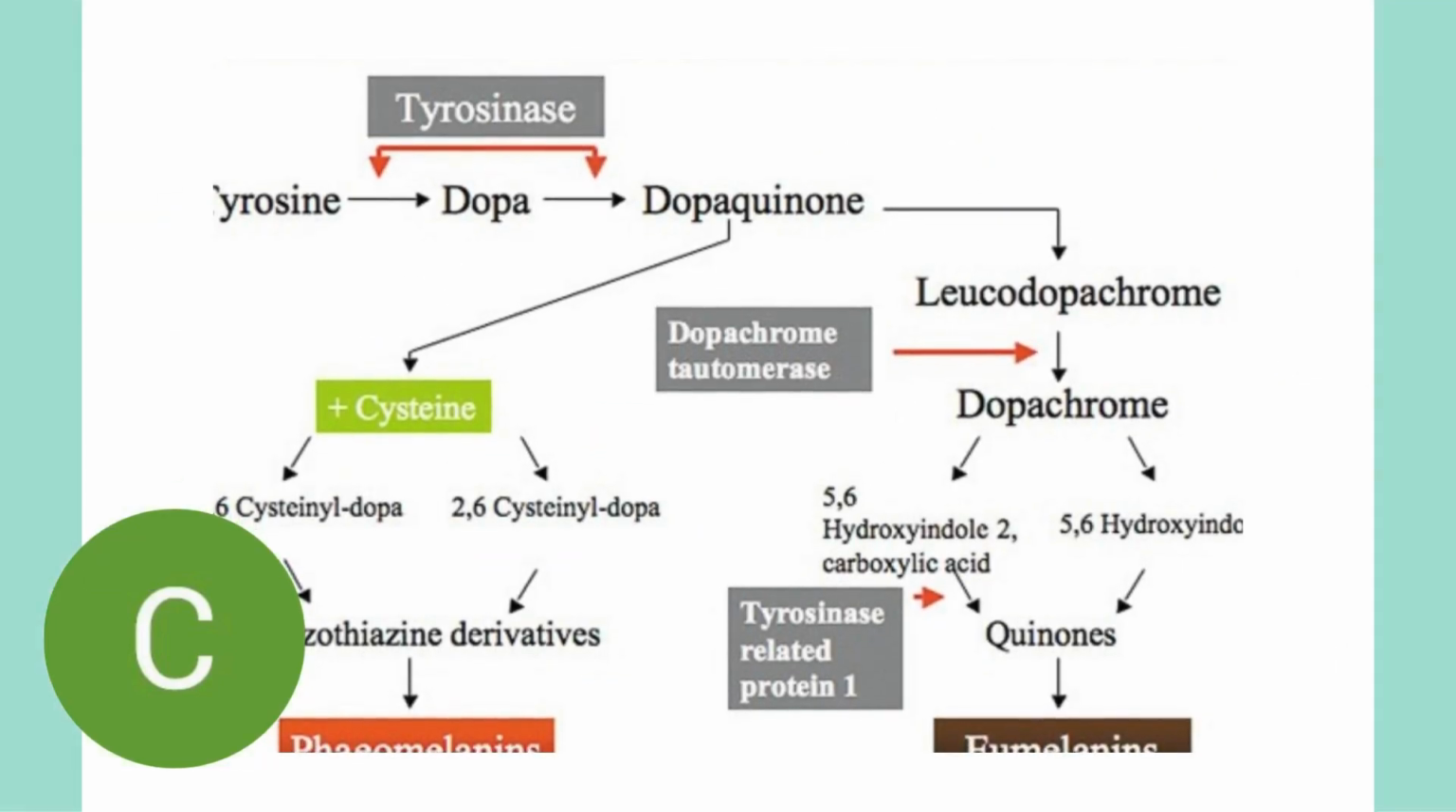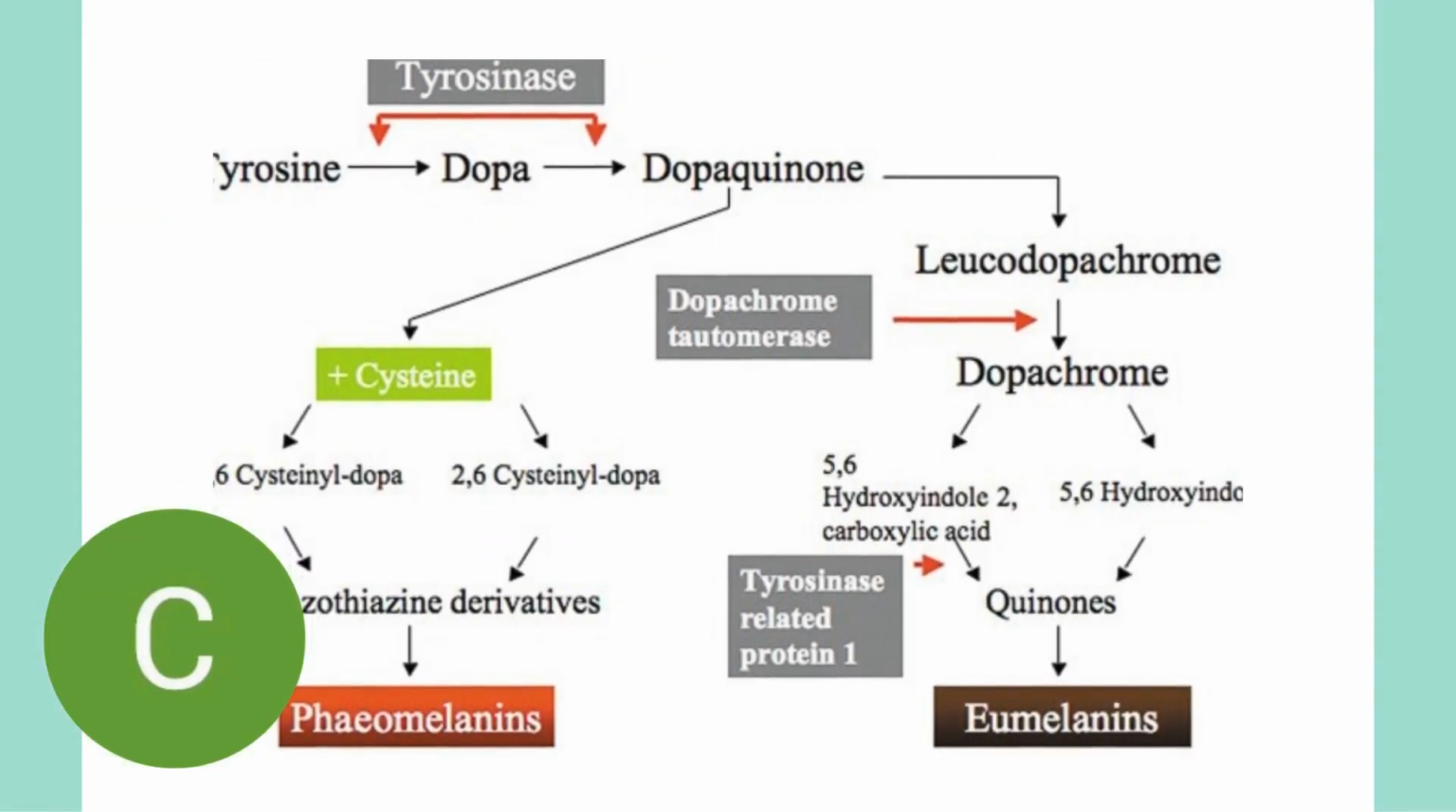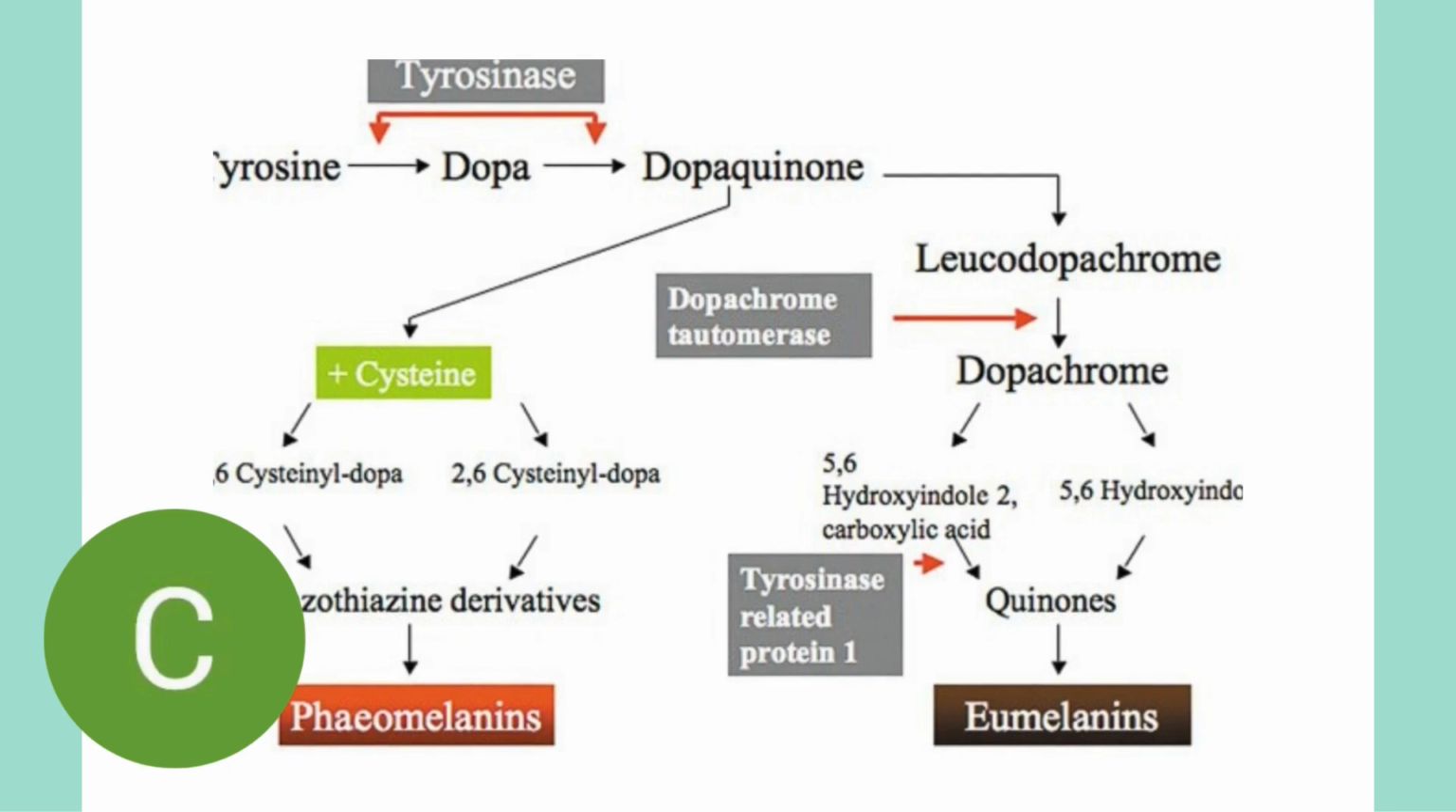We start with the amino acid phenylalanine, which with the help of phenylalanine hydroxylase is converted into tyrosine. Tyrosine, with the help of tyrosinase, is converted into DOPA. DOPA, under the action of tyrosinase, becomes dopaquinone, which follows 2 possible pathways. First, it reacts with cysteine, forming cysteinyl DOPA, which leads to benzothiazine derivatives, resulting in the production of pheomelanin. The second way, it produces dopachrome, which with the help of TRP2 is converted into 5,6-dihydroxyindole-2-carboxylic acid, forming eumelanin.